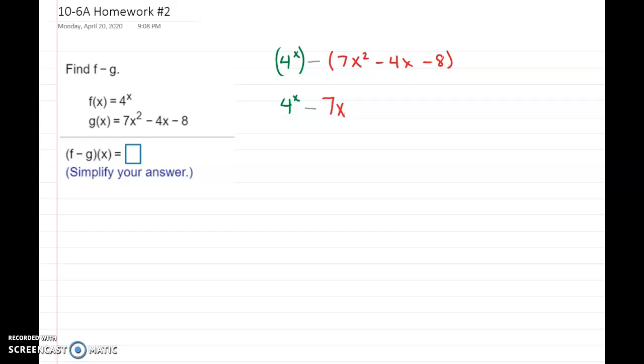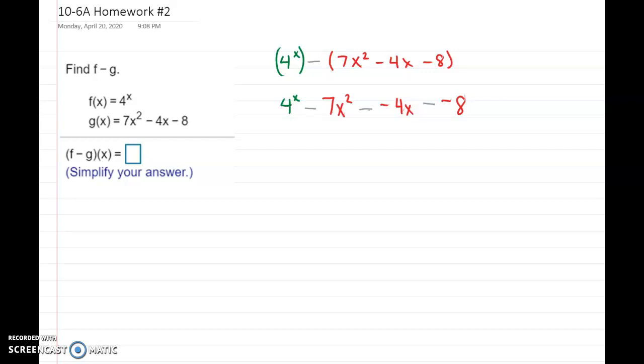7x squared, but we also have minus negative 4x, and we have minus negative 8. The subtracting has to apply to every single term that we're subtracting. When we subtract, minus a negative turns into plus.